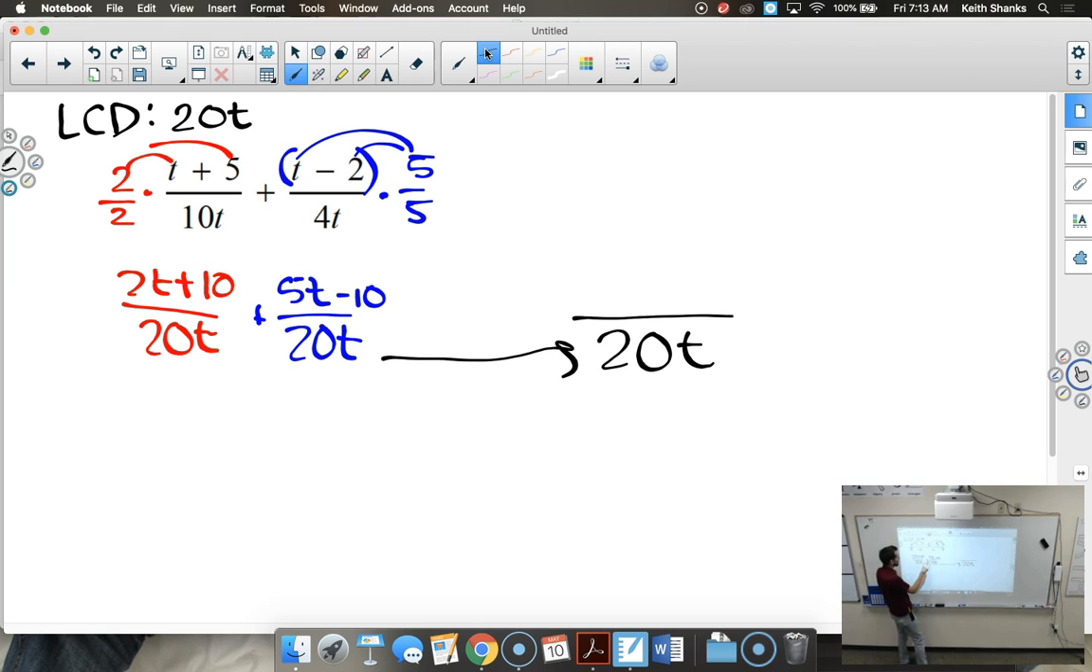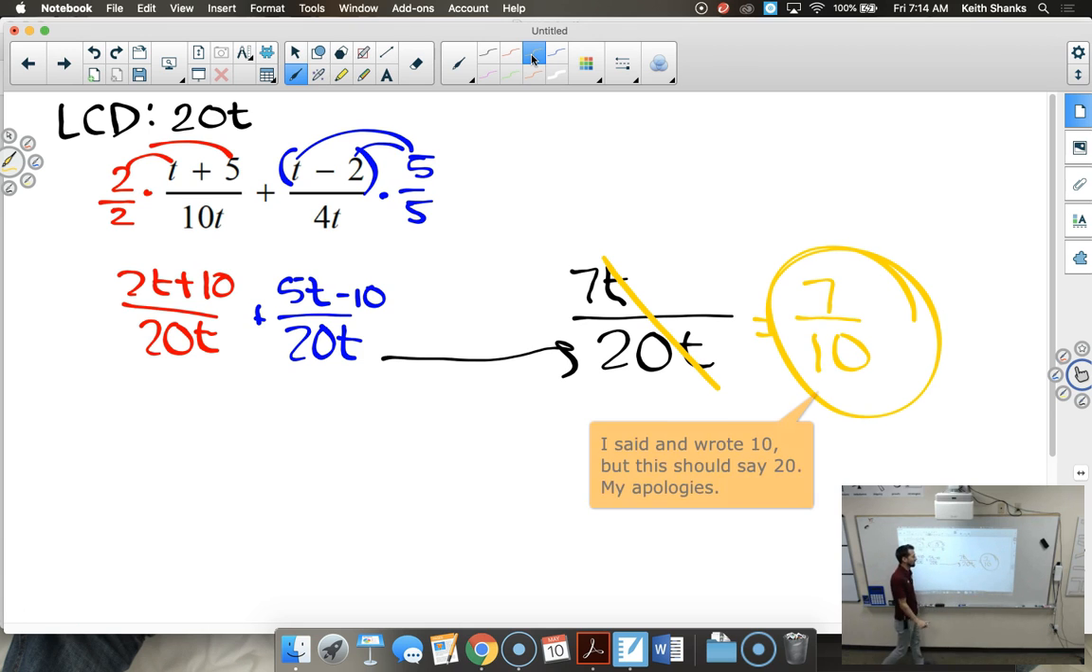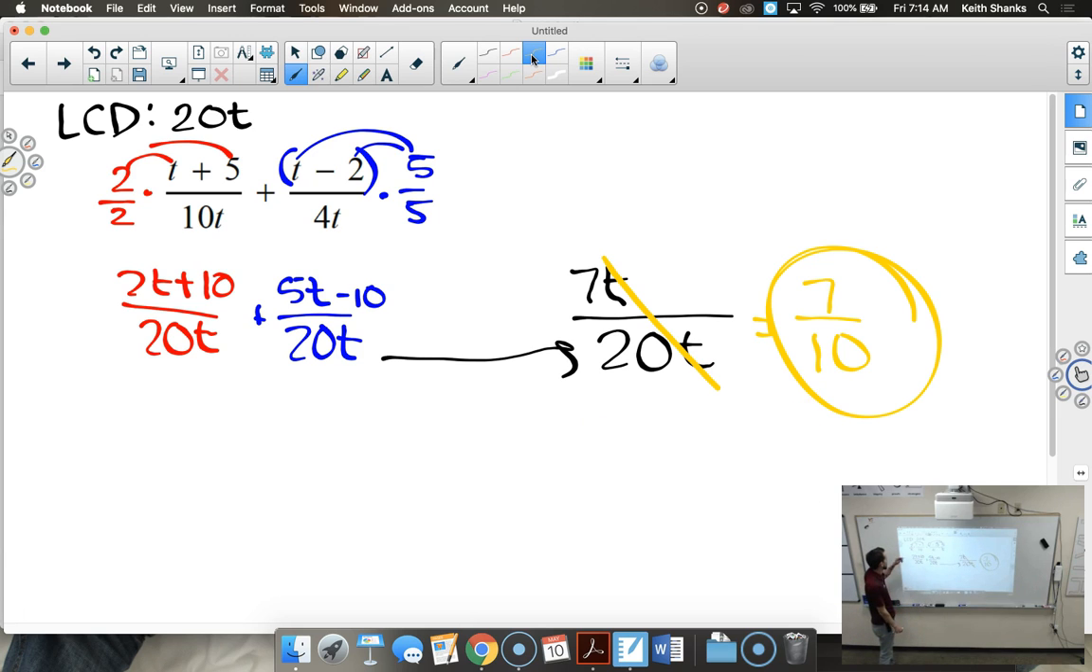Combining any like terms I have, I've got 7t, 17, right? My 10s are going to cancel out, right? So you got 10 minus 10. And this is reducible, right? Or simplifiable. That's a terrible way to say that. I could simplify this. All right, my t's are going to cancel out. So I end up with just 7 over 10. That would be my final answer here. And always asking at the very end, can I reduce in some way, shape, or form? All right.